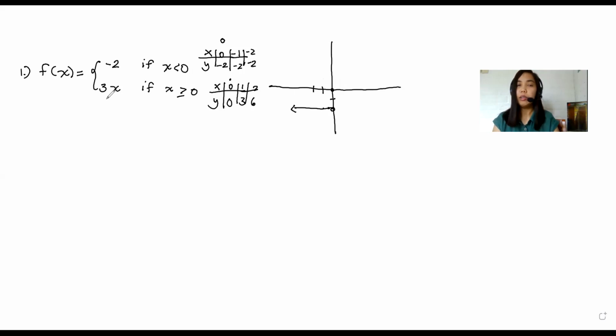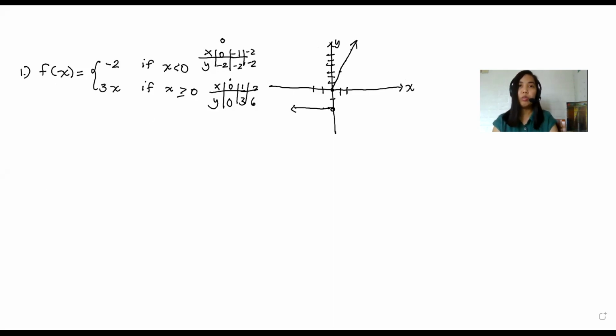The second one is a line with a slope 3 and y-intercept 0. So it's still a linear function. X is 1, y is 3. If x is 2, y is 6. Okay, so it's a line. How are we going to find the limit of this function? So with that, we need to use the theorem for one-sided limit.